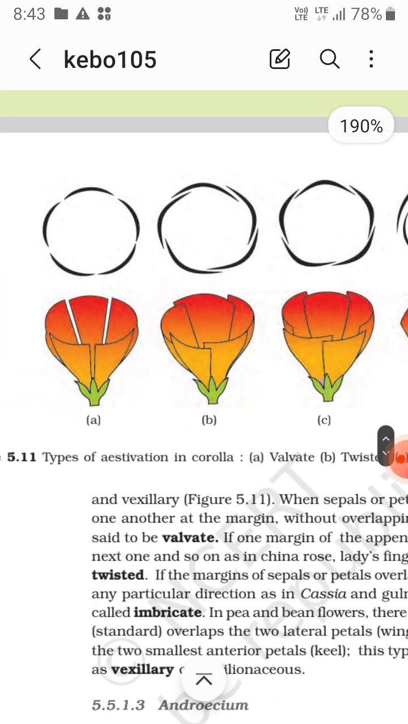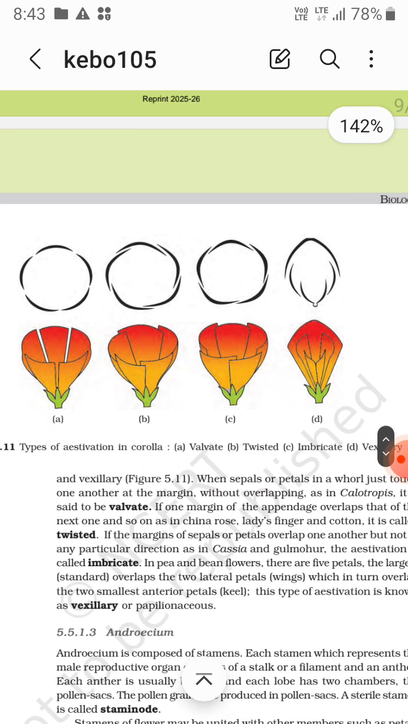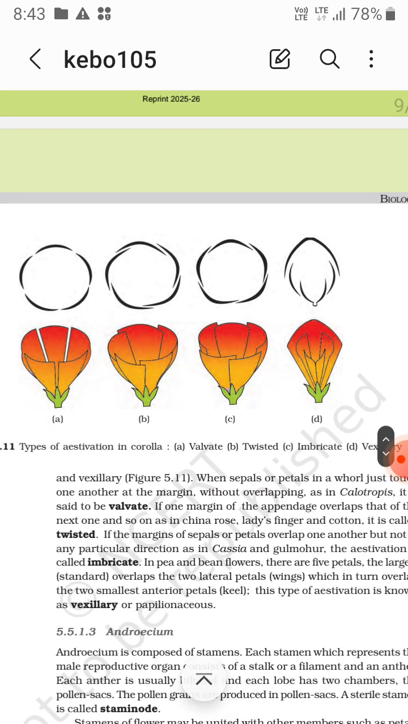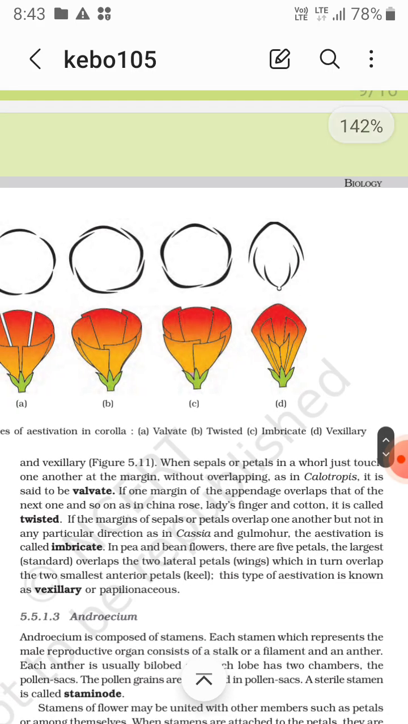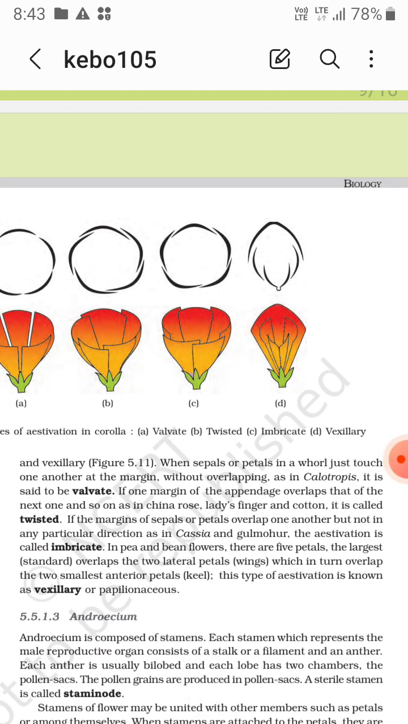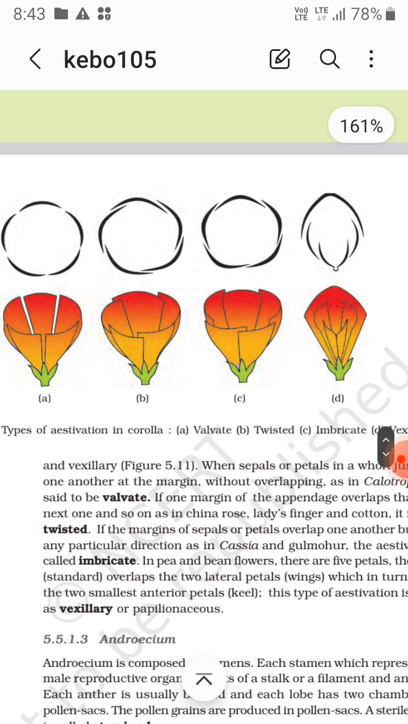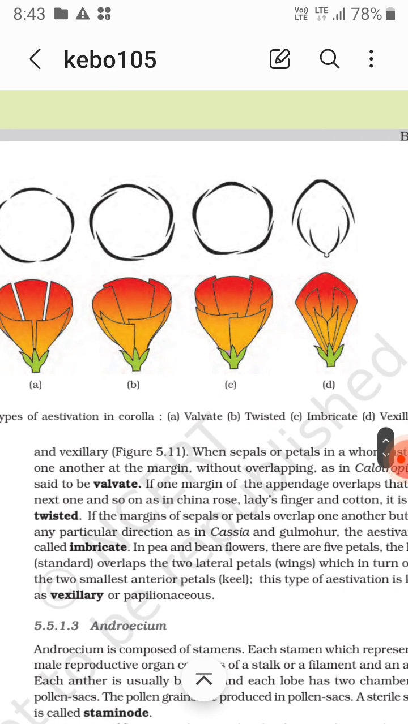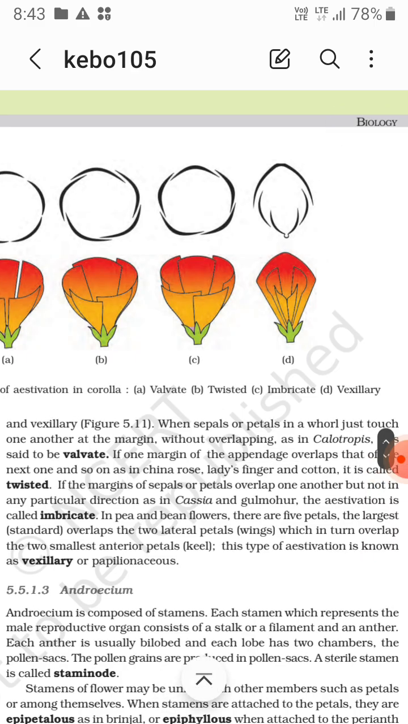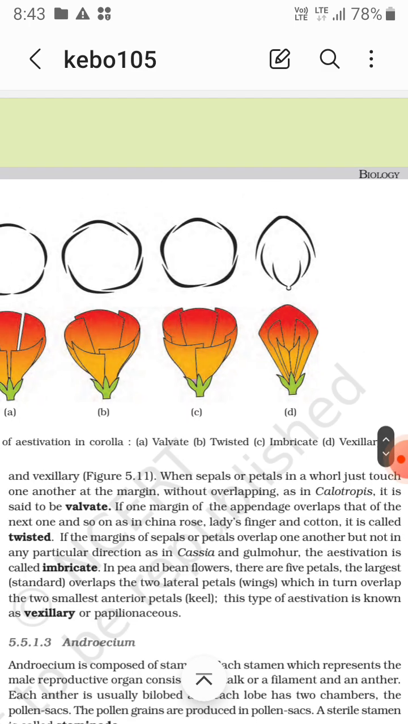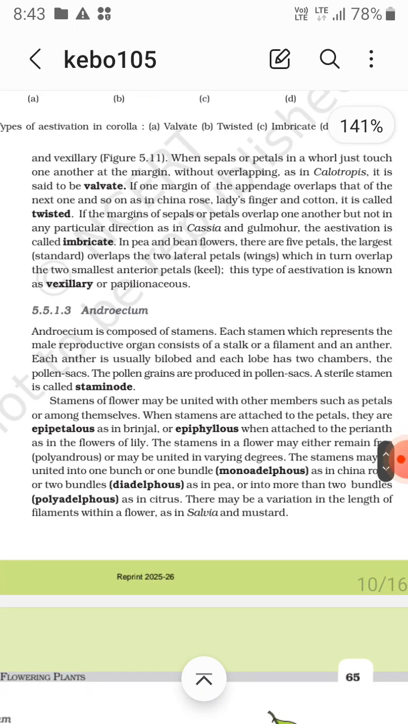First one, they do not touch, okay, they just touch. Valvate, they just touch. Sepals or petals in a whorl just touch one another at the margin without overlapping. In case of calotropis, it is valvate. And if one margin overlaps the next and so on, it is twisted, right? China rose, lady's finger, and cotton. And imbricate, cassia, and gulmohar, you can see randomly they are arranged. And vexillary.